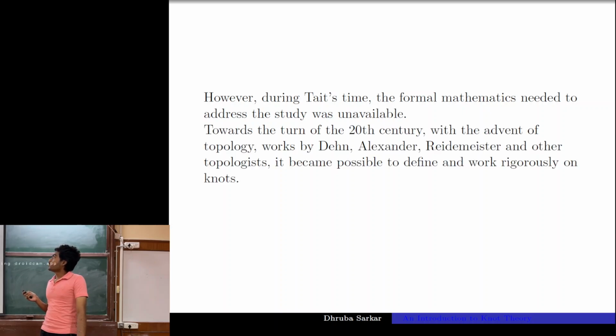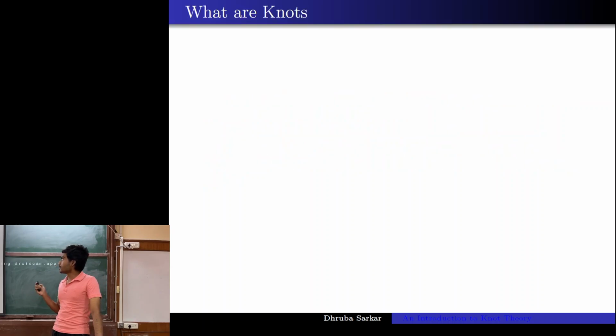But towards the turn of the 20th century, with the advent of topology, works by topologists like Dehn, Alexander, and Reidemeister made it possible to define and work rigorously on knots. So let's look at what knots are.